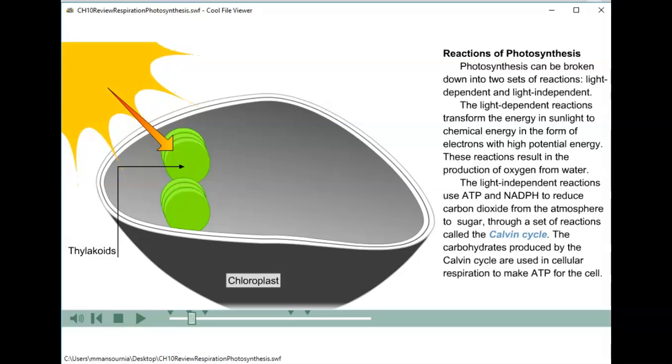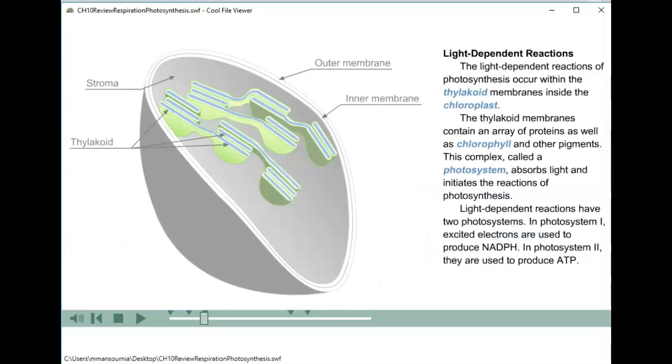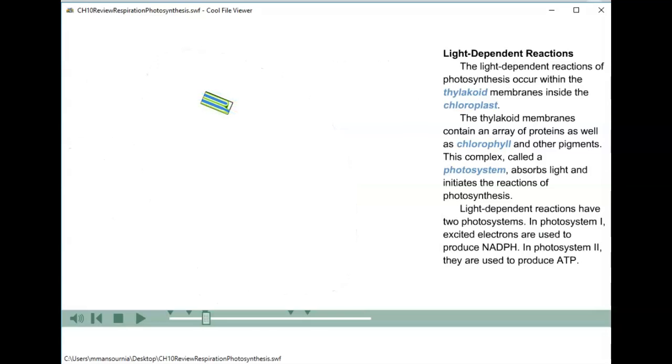Photosynthesis can be broken down into 2 sets of reactions, light-dependent and light-independent. The light-dependent reactions transform the energy in sunlight to chemical energy in the form of electrons with high potential energy. These reactions result in the production of oxygen from water. The light-independent reactions use ATP and NADPH to reduce carbon dioxide from the atmosphere to sugar through a set of reactions called the Calvin cycle. The carbohydrates produced by the Calvin cycle are used in cellular respiration to make ATP for the cell.